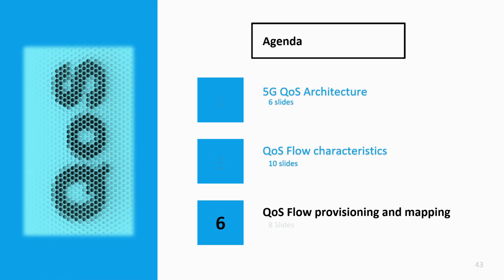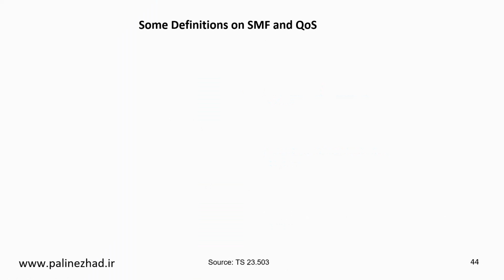In the previous video, I discussed section 4 and section 5 on QoS architecture and QoS flow characteristics. And now we are going to take a look at QoS flow provisioning, mapping and enforcement. At first, here we have a dictionary to check the terminology. Before we start this chapter, we need to be familiar with some terms again.